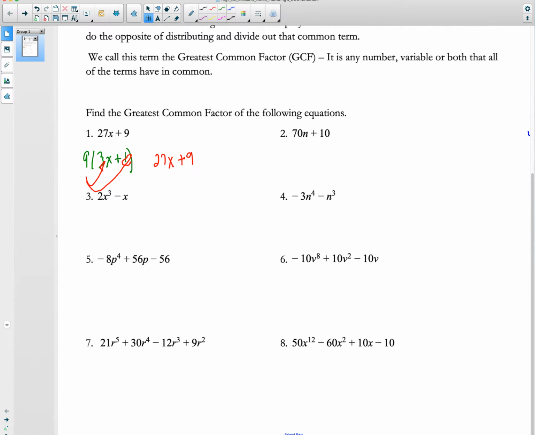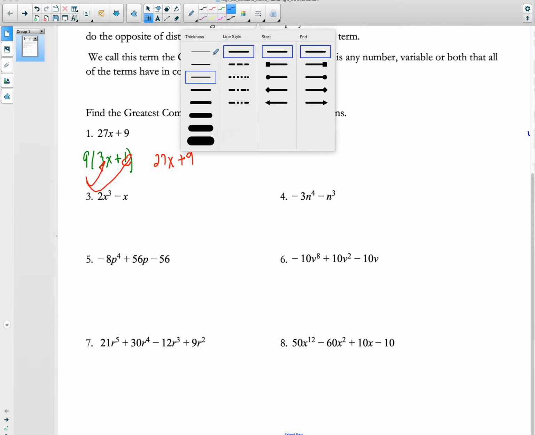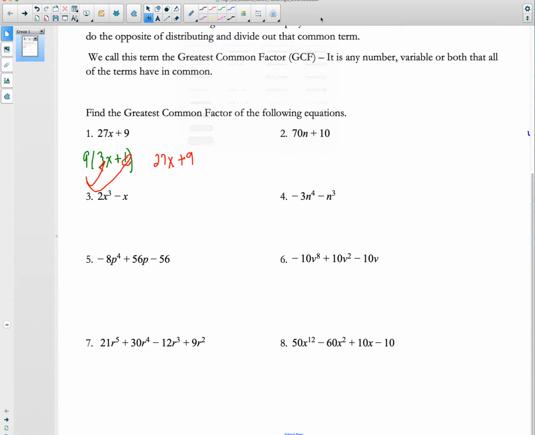All right, so let's take a look. Let me switch colors here. I'm going to go with blue. All right, and I don't know why the thickness keeps getting changed, but we'll try this. So when you look at this, all right, the biggest number that I can divide into 70 and the biggest number I can divide into 10 is actually 10. Now, once again, when I look at my variables, there's nothing common to both terms, so I don't have to worry about taking that out.